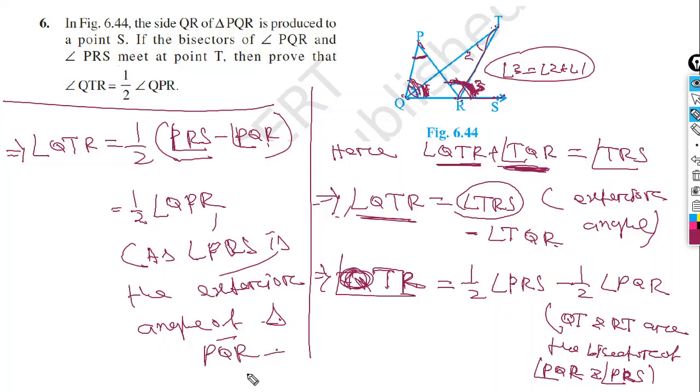Okay, so this is the solution, and this is what we got. Angle QTR equals 1 by 2 angle QPR. Hence proved.